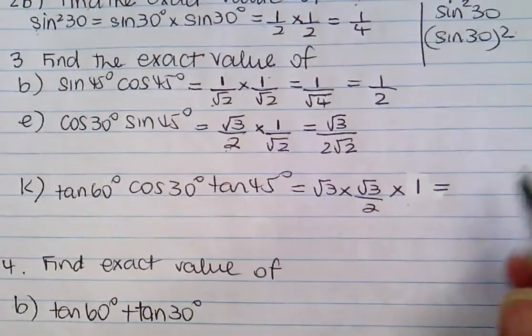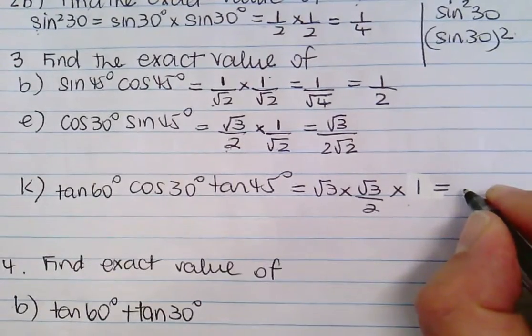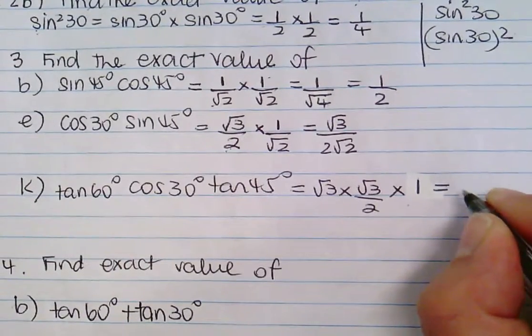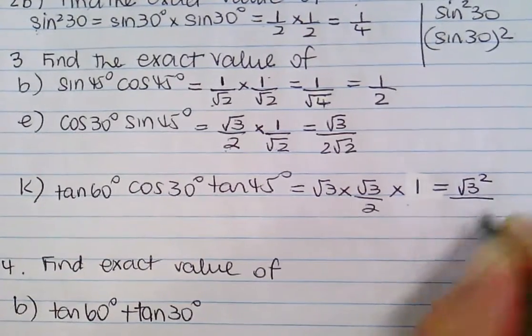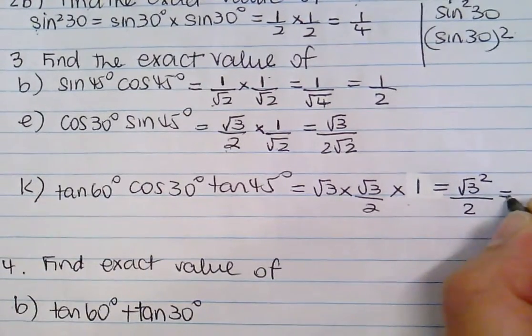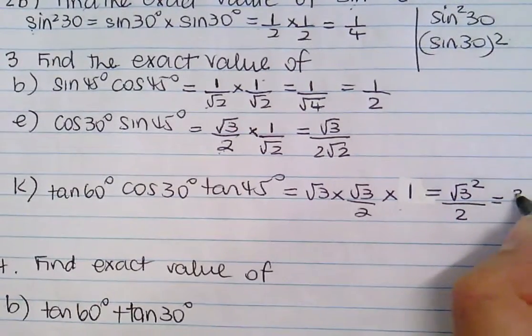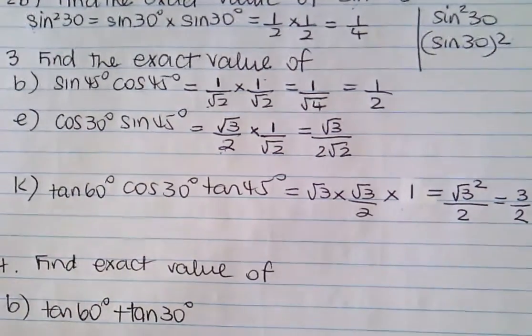Now, square root of 3 times square root of 3, isn't that square root of 3 squared? Why don't we just do it like that? And what's on the denominator? 2. What's the square root of 3 squared? 3 over 2. The answer is 1.5.